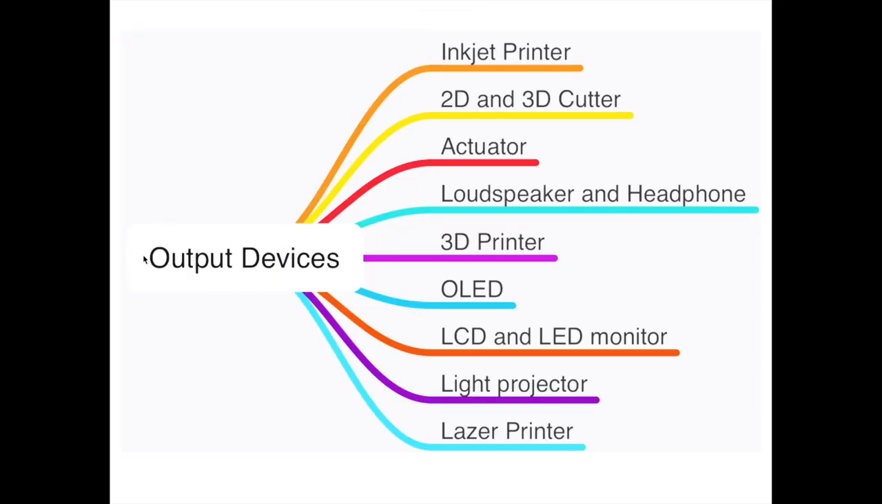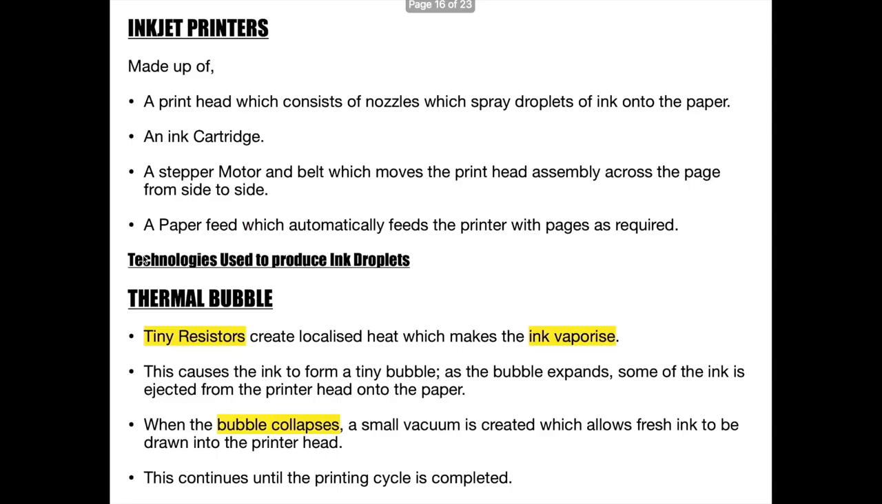Well, the diagram presents all the output devices that we will be going through in this video. The first output device that we will be going through is the inkjet printer. The inkjet printer is made up of a print head, an ink cartridge, a stepper motor, a belt, and a paper feed. The print head consists of nozzles which spray droplets of ink onto the paper. The stepper motor and the belt move the print head across the page from side to side. The paper feed automatically feeds the printer with pages as required. The ink cartridge contains the ink that is to be sprayed onto the paper. All these points present the structure and function of an inkjet printer.